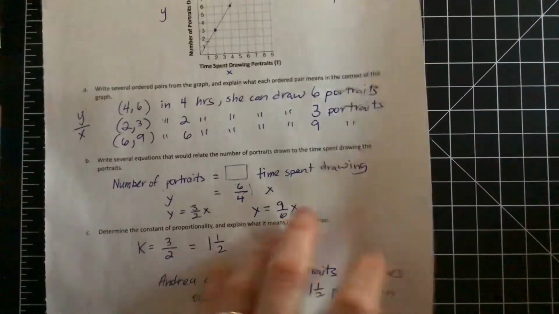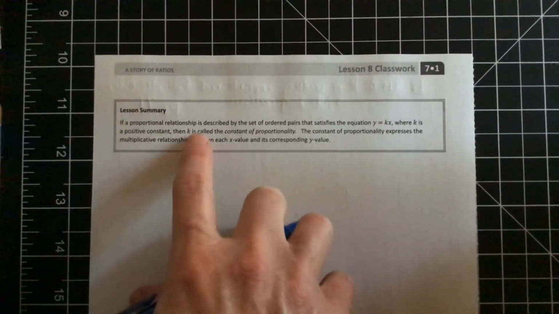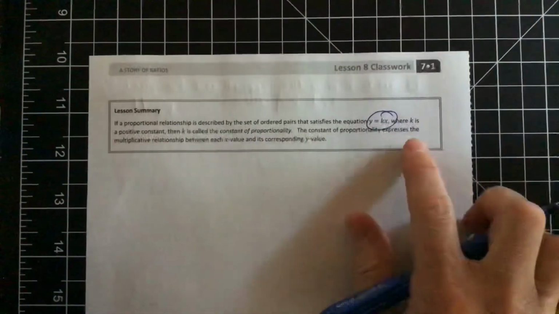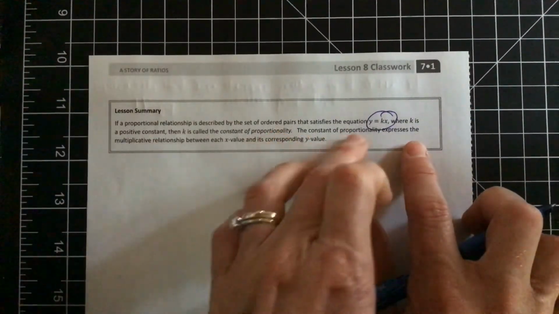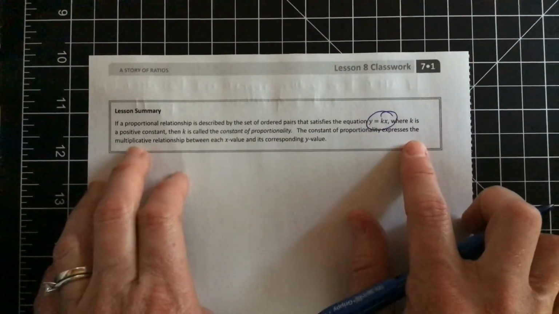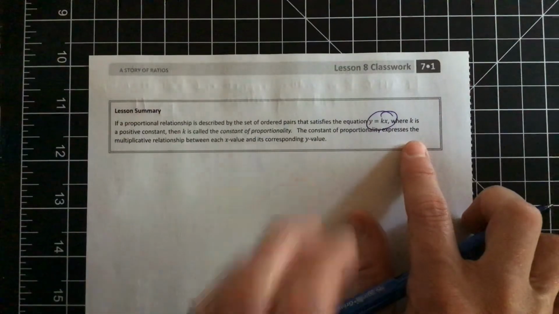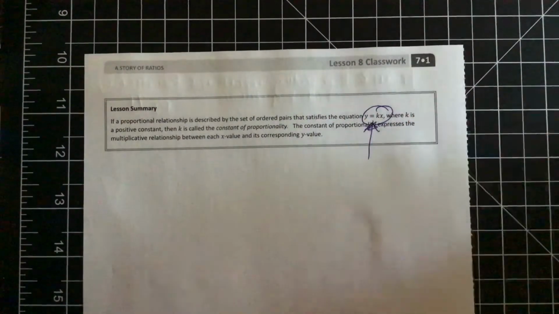All right, so today your lesson summary is on the back. If a proportional relationship is described by the set of ordered pairs that satisfies the equation y equals kx, where k is a positive constant, then k is called the constant of proportionality. A constant of proportionality expresses the multiplicative relationship between each x value and its corresponding y value. I think this was the same. So that's still the important part about this, the equation.